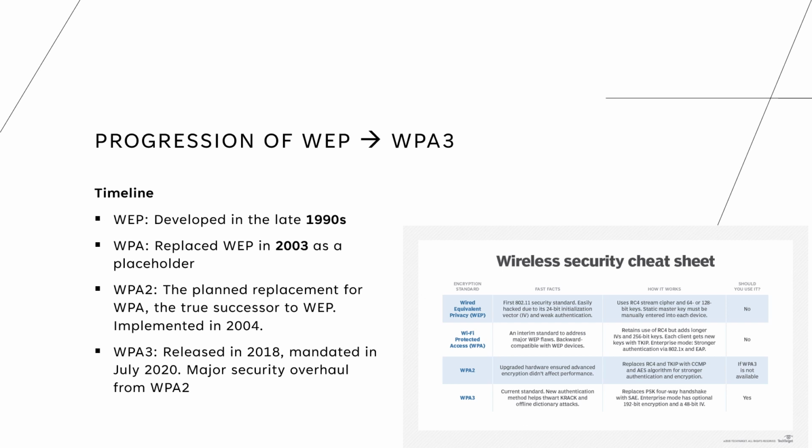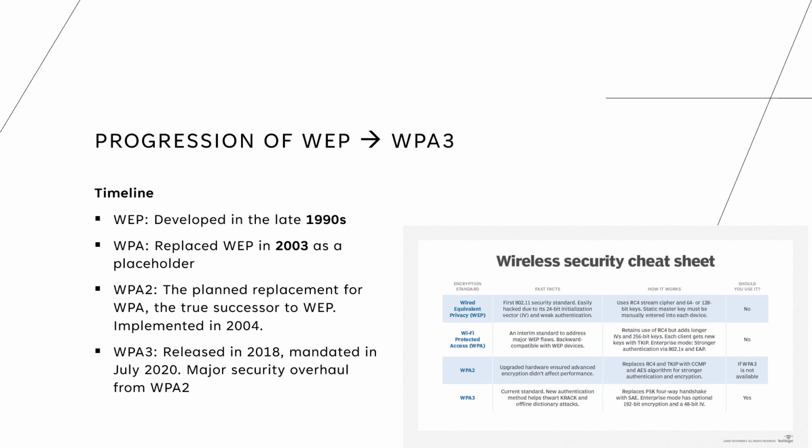WPA2, otherwise known as 802.11i-2004, as you can imagine, was ratified in 2004 by the IEEE. It was the planned replacement for WEP because, as stated, WPA was only meant to be a placeholder until this was introduced. WPA2 introduced a more robust AES block cipher and key rotation schedules, and another good thing is that many devices could be updated from WEP to WPA/WPA2 with a firmware upgrade.